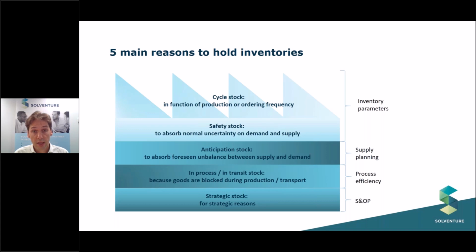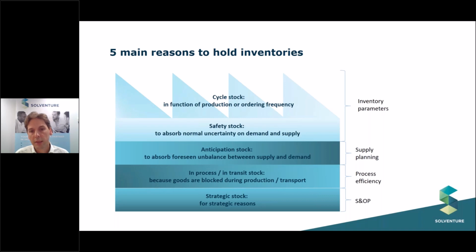Beneath, you see the safety stock. Safety stock is a buffer to absorb uncertainty on the demand and the supply. If I work forecast driven, we all know there is only one truth about forecasting. It is that the forecast will be wrong. The question is how wrong? And if we can measure the forecast error, we can basically cover for the error by putting safety stock.